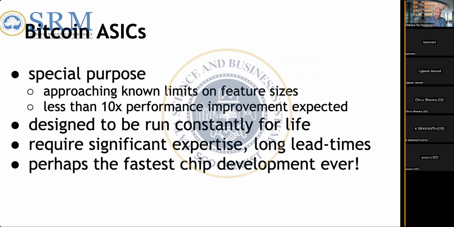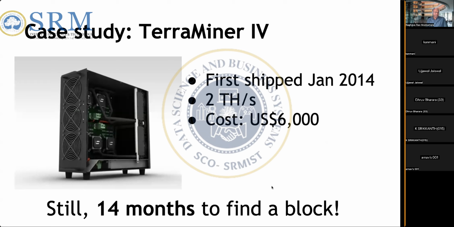They are designed to run constantly for life, and perhaps this is the fastest chip development ever made in the history of the human race, right? Normally chip development takes several years, or even several decades to mature, but I think this is one of the very fastest. There was huge demand for ASICs because Terraminer 4 was one of the ASICs people used for Bitcoin mining.